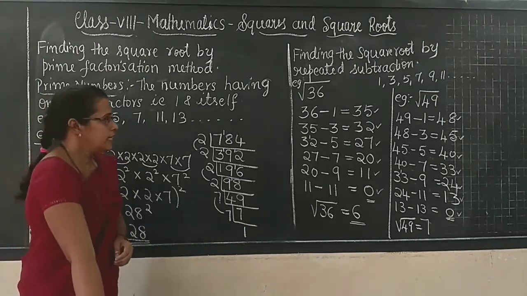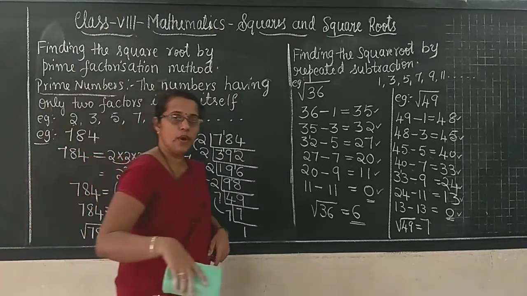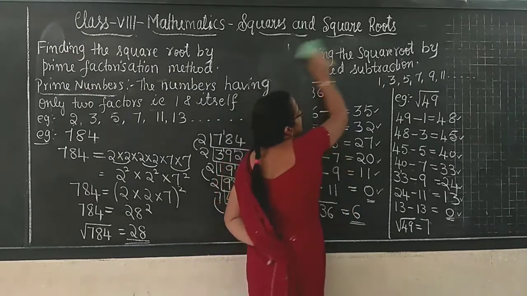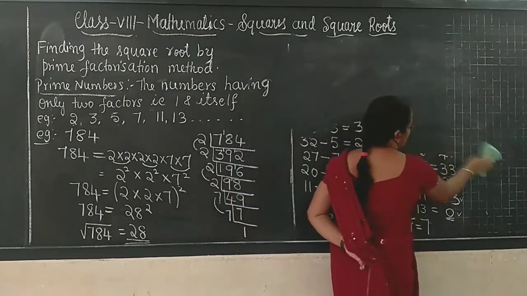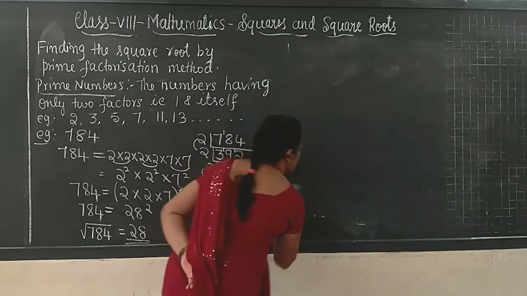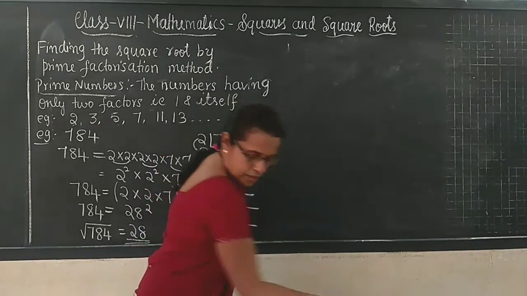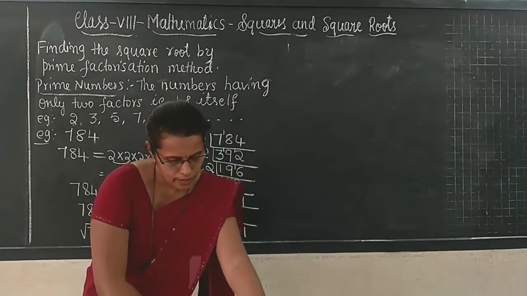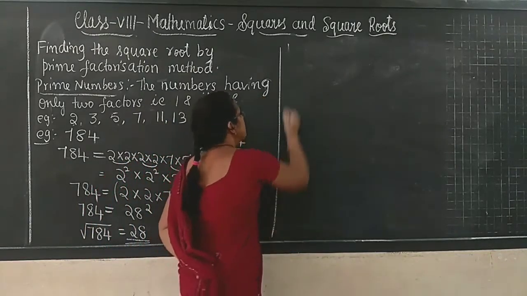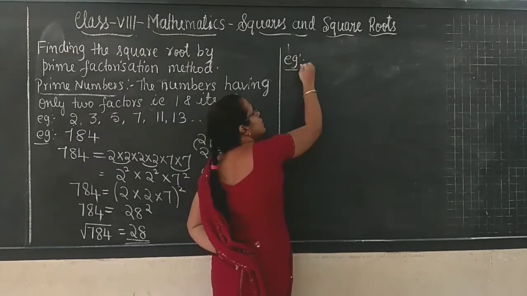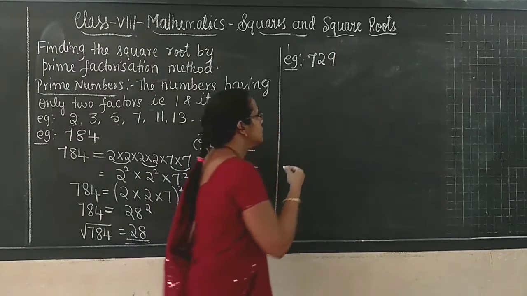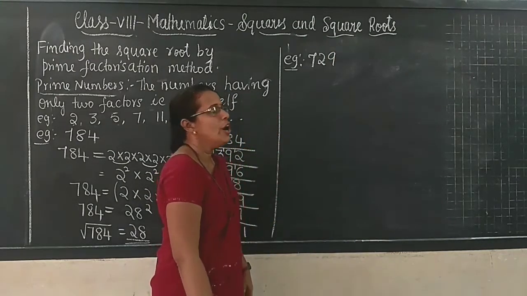Very slowly, children, you have to do these problems. Very, very important problems are there. So now let us do one more example. Example 2: 729. Because these are very, very important. Whose square root is this? You have to find the square root of 729.